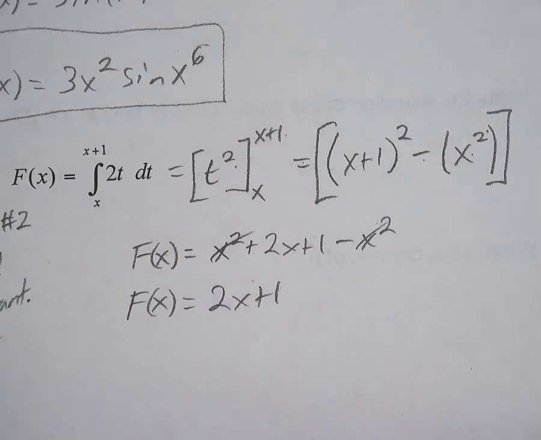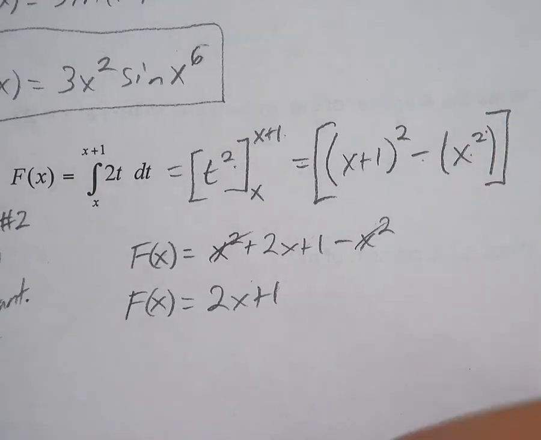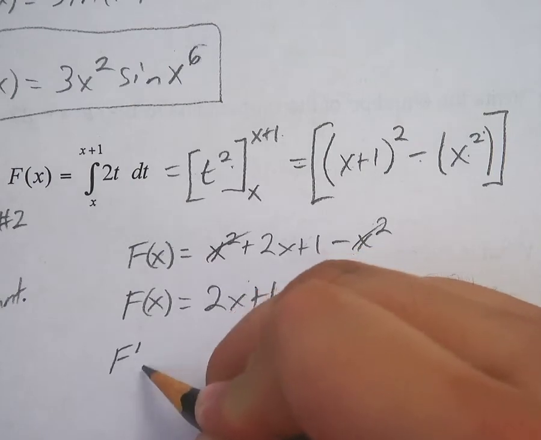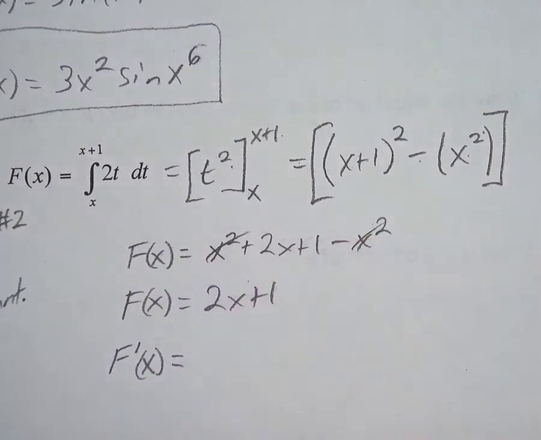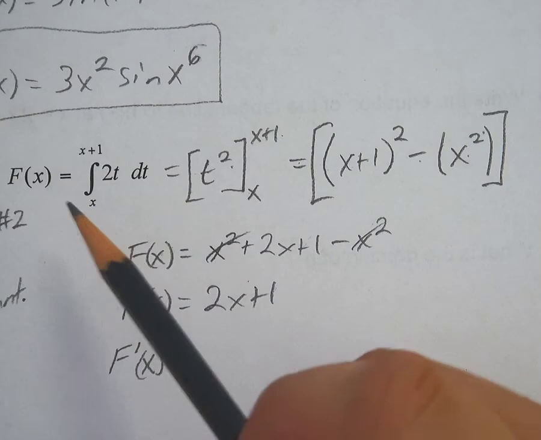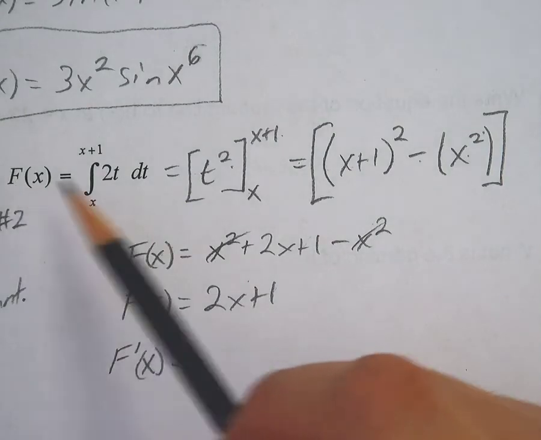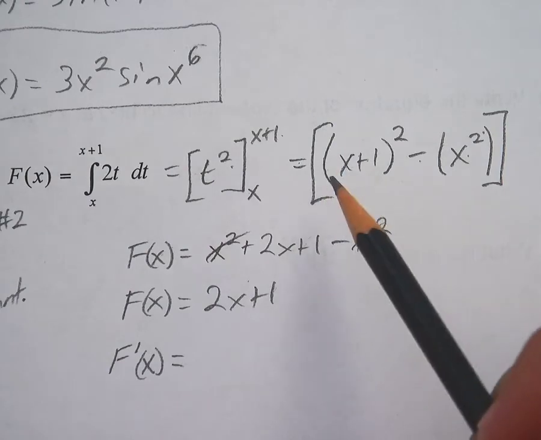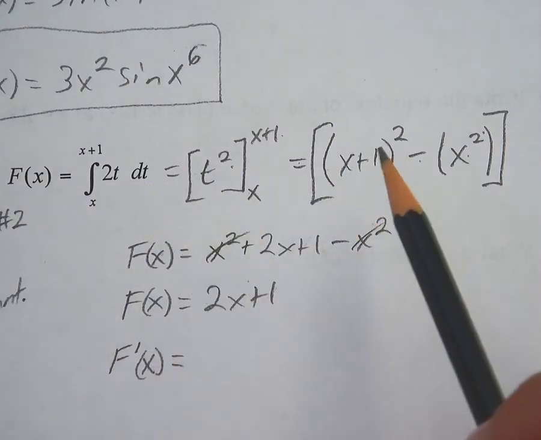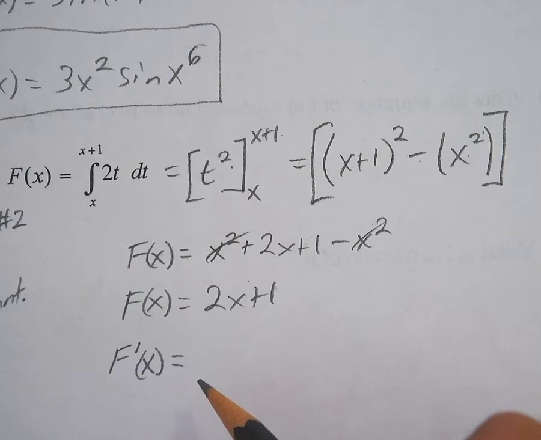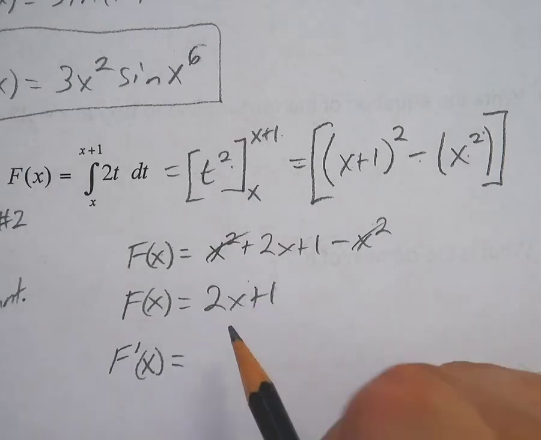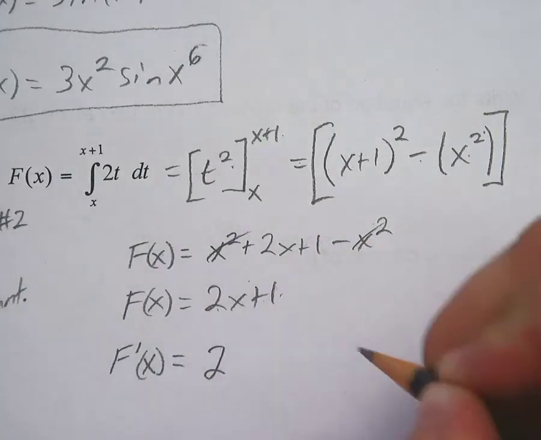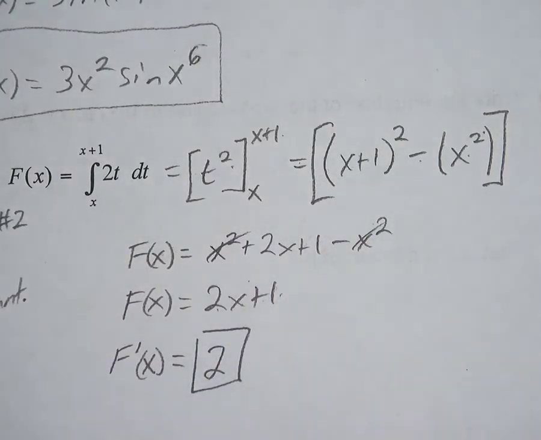Okay, and then from here, I would have to take the derivative because the directions are the same. The directions are to find f prime of x, capital F prime of x. So what I did is figured out what f was by just doing this straight out. Figure out what f is and then take the derivative. And the derivative happens to be 2x plus 1. The derivative of that is 2. Right?